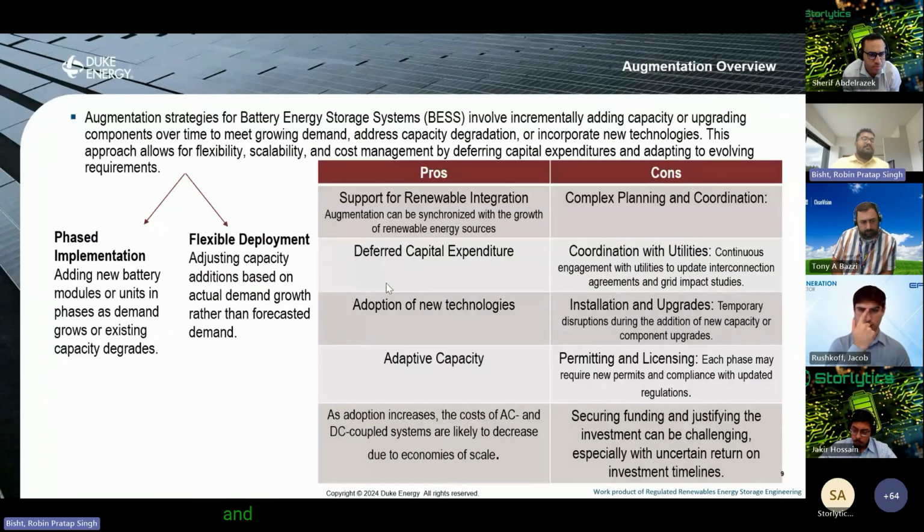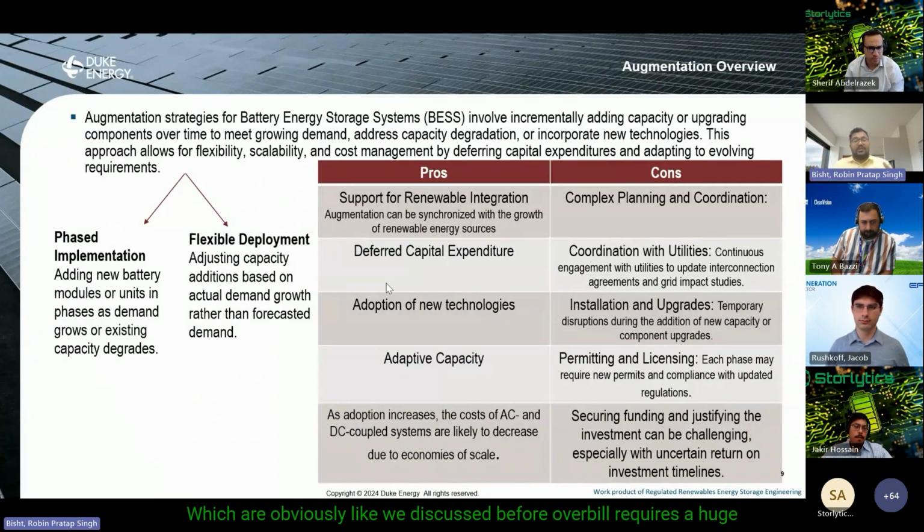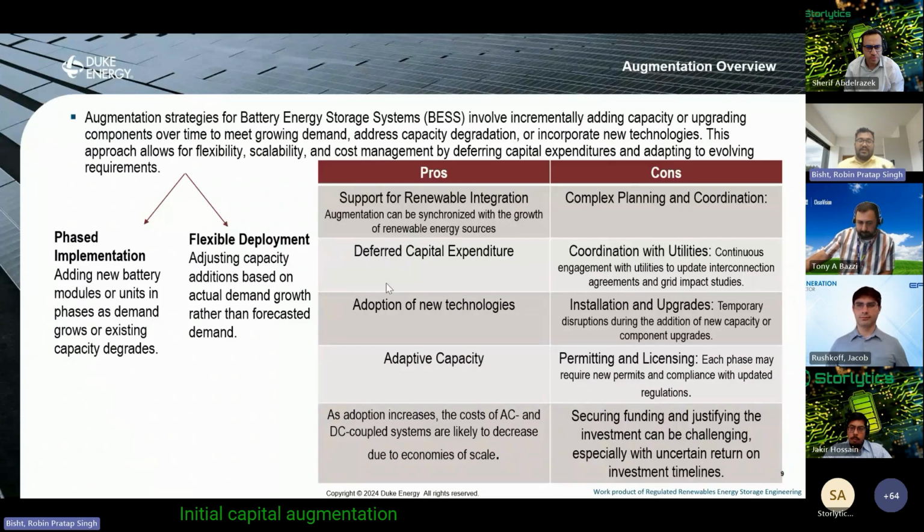And some of the pros and cons for augmentation in general, what we identified is obviously support for renewable integration. We have a really high solar and wind installation within the Carolinas, so that's going to help us. Deferred capital expenditure, obviously, like we discussed before, overbuild requires a huge initial capital. Augmentation kind of relaxes that. You can defer the initial capital to later on when you have the augmentations coming in.